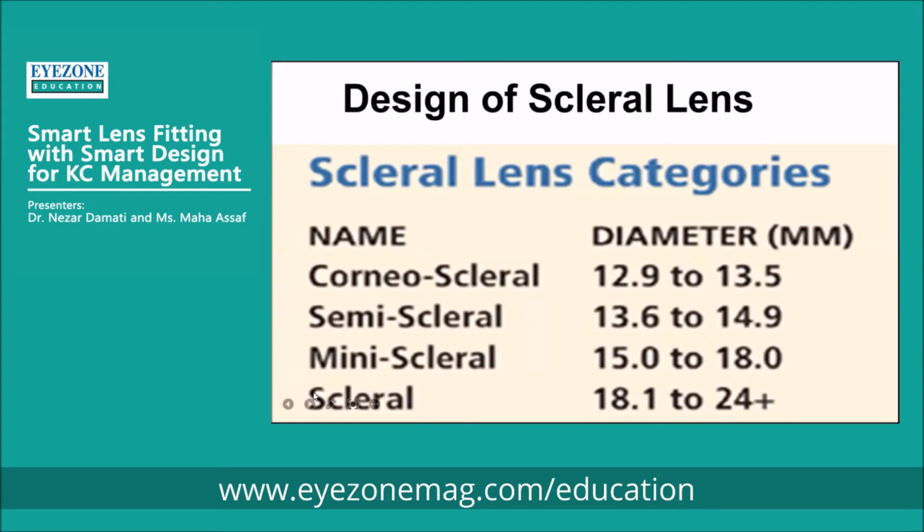Here within the table we can see the classification of the scleral lens categories in terms of diameter. And the most important thing we are measuring with these lenses is the sag depth between the lens and the cornea. It should be measured in microns, and we will talk about this in the coming slide. Okay, let's go for the next slide.